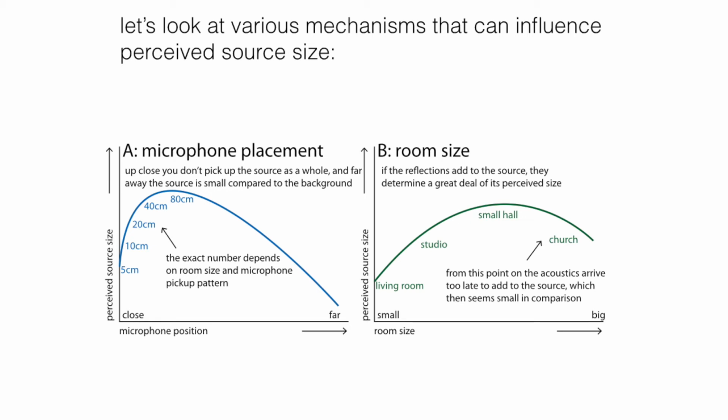Once you get to a space that is so big as, for instance, the church that you can see in the graph, the reflections arrive so late that they are becoming detached from the source sound, and your brain doesn't hear it as an effect on the source anymore, but hears it as a separate echo. So then the source doesn't increase in size anymore, but stays the way it is, and the acoustics actually overpower the source. In churches, this can be clearly heard.